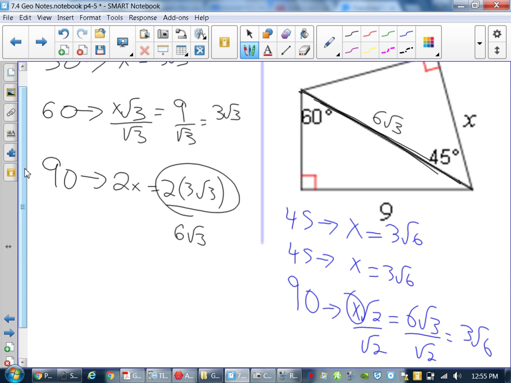Okay? Yes, ma'am? Do you always have to start with the 30, 60, 90 first? It depends on the problem. Sometimes you're given that, sometimes you're given 45s. You can be given any one of those two triangles and any one of those angles. So you have one out of six to start with and just work your way out. It just depends on the diagram.